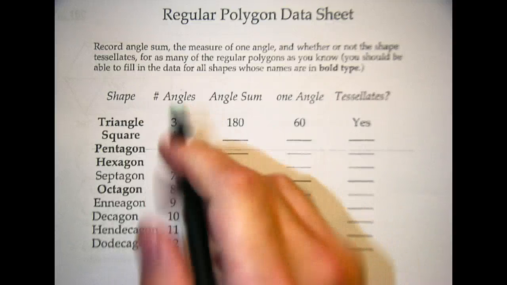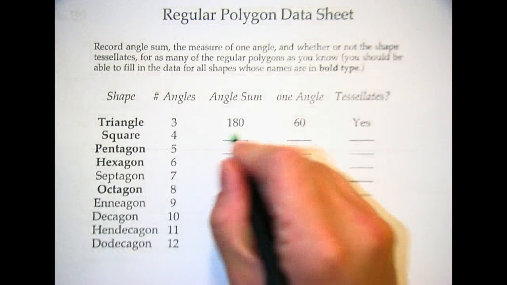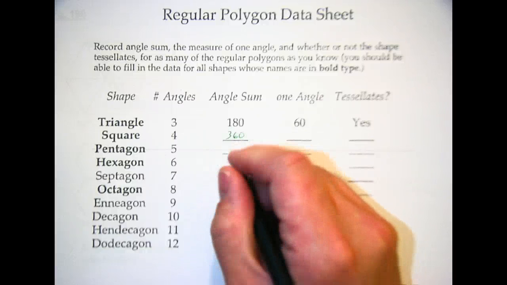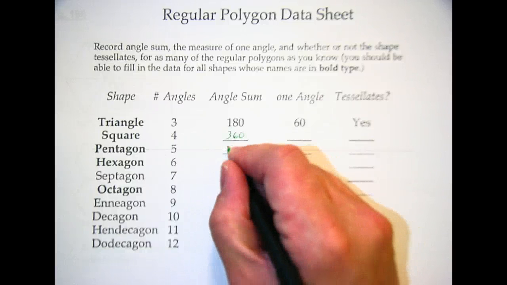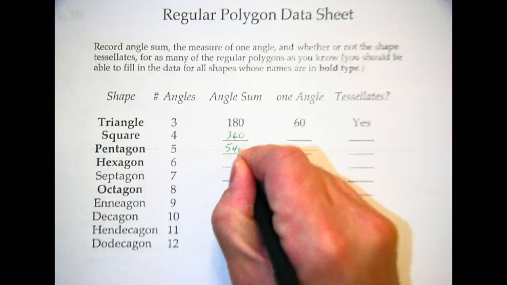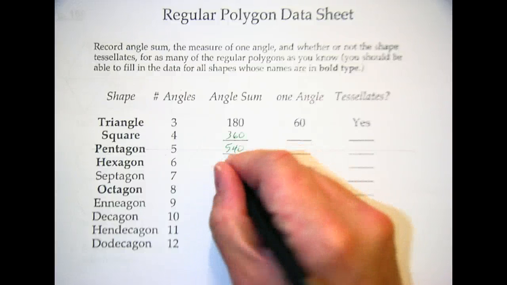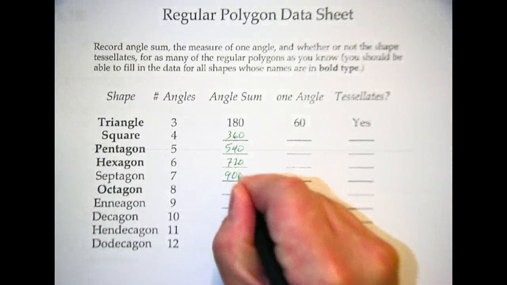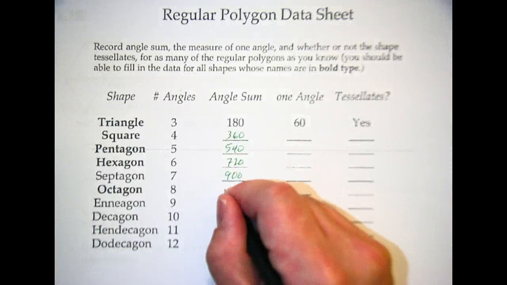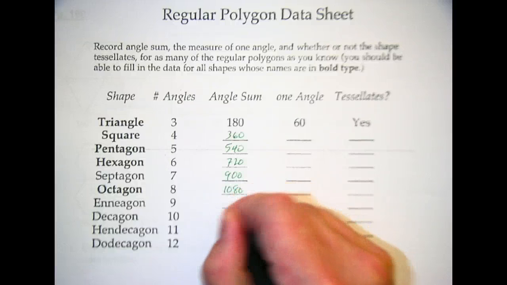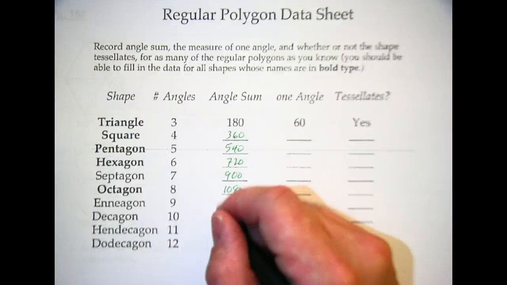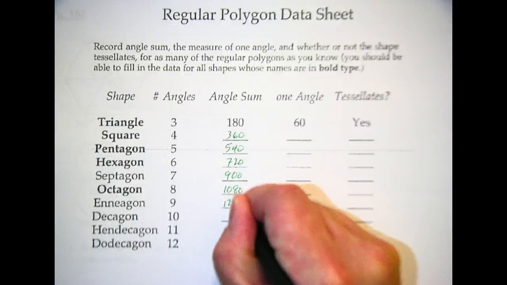So first, what's the sum of all the angles of a square? 360. How about a pentagon? 540. Hexagon? 720. Heptagon? 900. Octagon? 1080. Nonagon? 1260. How are we getting this, by the way?